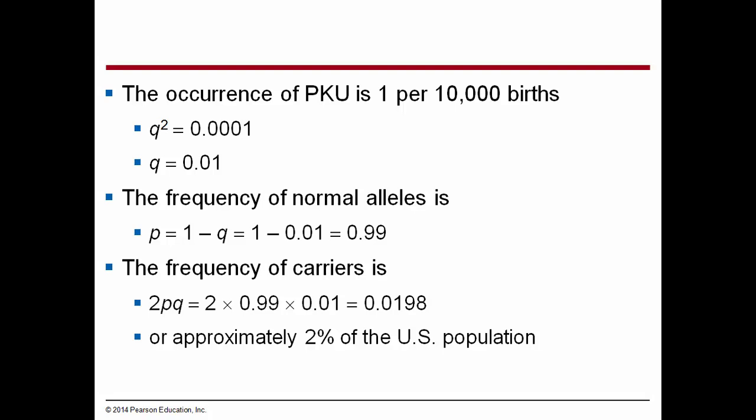The frequency of carriers is 2PQ. That's 2 times 0.99 times 0.01, which is 0.0198. So that's the carriers, or the heterozygous population, or approximately 2% of the U.S. population.